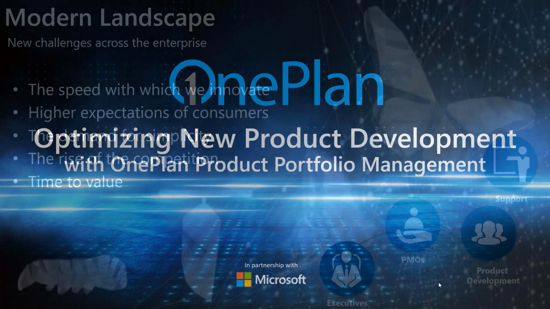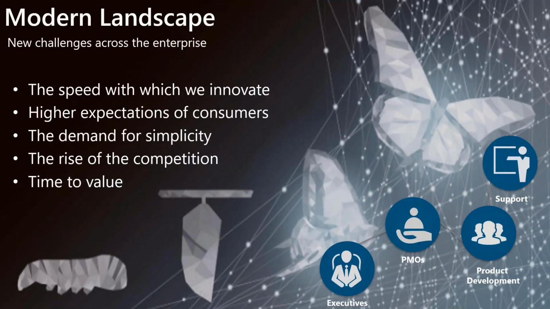So with that, let's start with the modern landscape itself and the new challenges that we have across the enterprise. Part of the reason that people are changing the way they do things is because the pace of change is increasing. And the speed at which we need to innovate has to keep pace with that pace of change in the marketplace. There's also higher expectations of customers, meaning we have to deliver the right things at the right time and with the right access to the consumer in order to succeed in our businesses today.